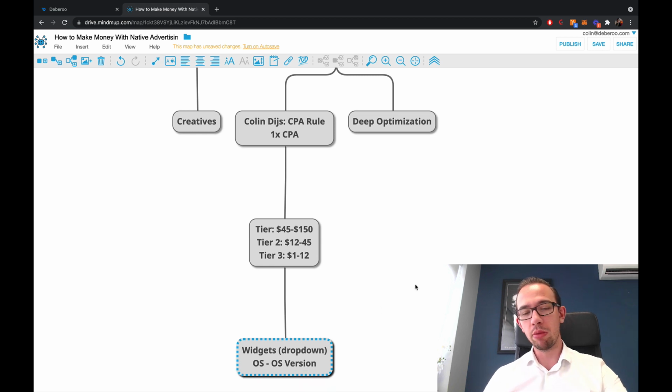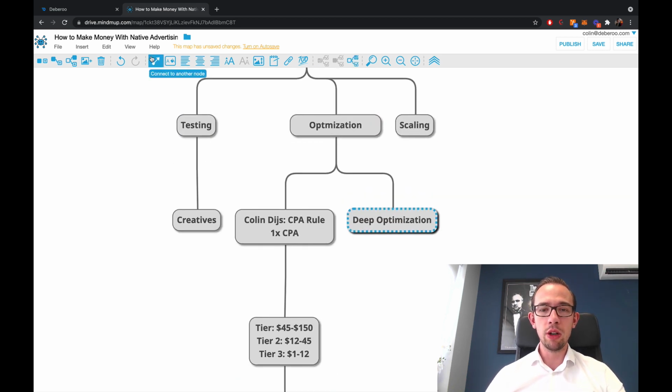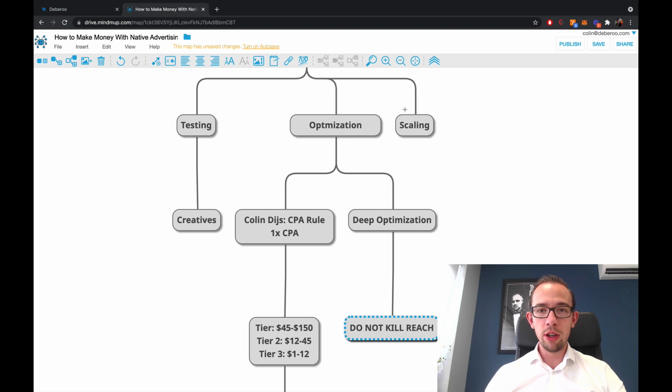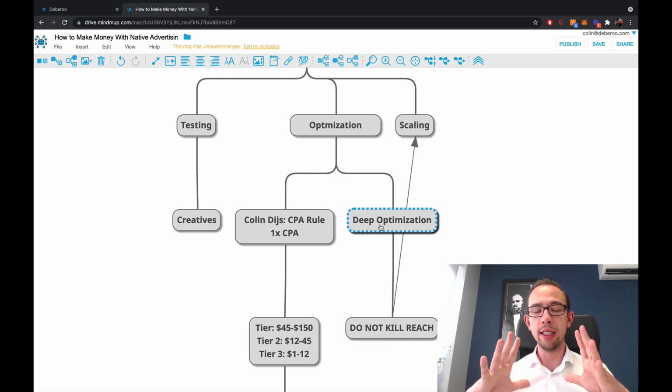Personally, I don't even look at browsers that much. I would cover it under deep optimization. Here you will create a big one. So what we definitely don't want to do is kill the reach, because then you can't scale. On the deep optimization, you will have tree-like assets.